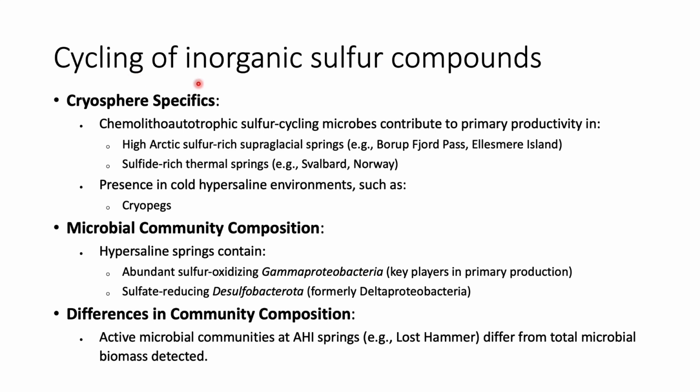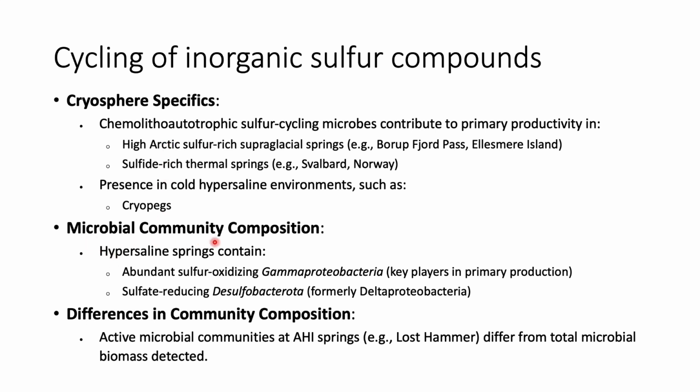So how does the cycling of inorganic sulfur compounds happen? One is the cryosphere specifics. Here chemolithotrophic sulfur cycling microbes contribute to primary productivity in the high Arctic sulfur rich superglacial springs and sulfide rich thermal springs in Svalbard and Norway. They are present in cold hypersaline environments such as cryopegs. So these are all the places where the bacteria live.